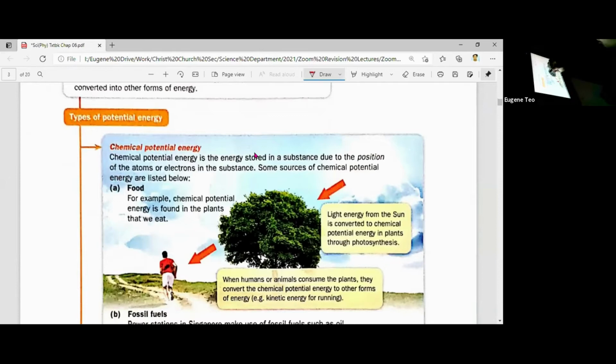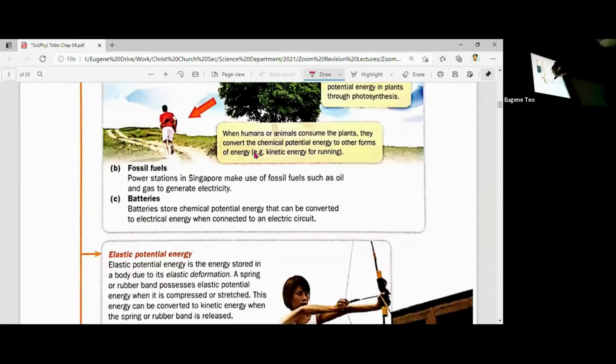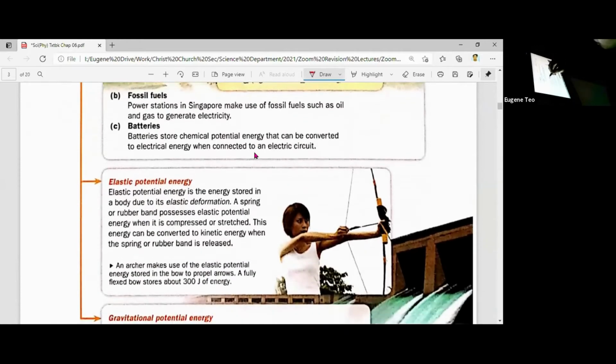First one is chemical potential. So food, fuel, all these have chemical potential energy. So the energy is stored in the chemical form. Batteries also are an example of chemical potential energy. Now, another one is the elastic potential energy. So anything that's stretchable. A rubber band, a bow that you can pull, all these contain elastic potential energy. So things that are elastic.